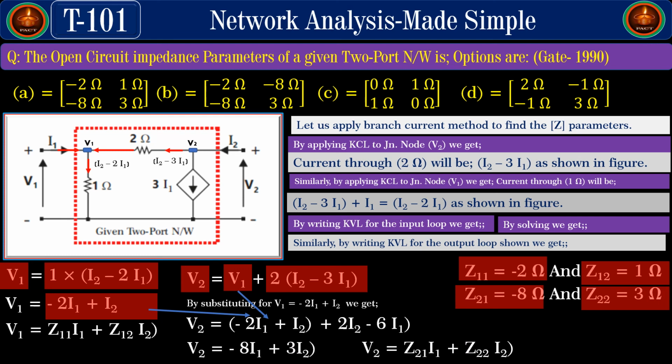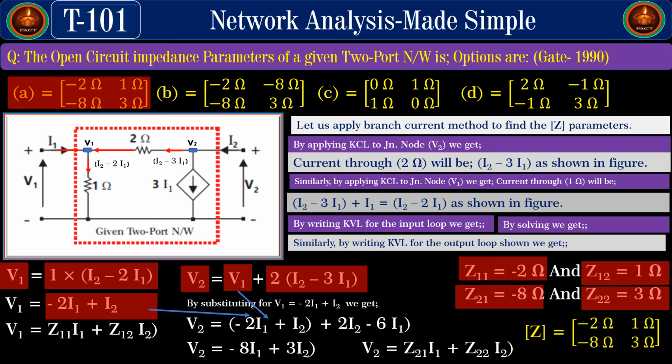If we write the Z parameters obtained in the matrix form, we get Z is equal to minus 2 ohm, 1 ohm, minus 8 ohm and 3 ohm. You see that this is same as option A that we have selected earlier. So friends, given the network, you examine which process will be easiest to find the solution to save time, and that skill you have to develop by making your basic circuit concepts strong.